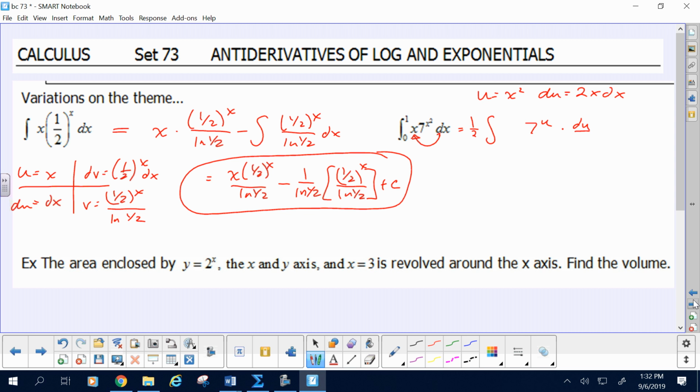Okay, the limits need to change. When x is 0, u is 0. When x is 1, u is 1. Okay, so 1/2, and again, what's the antiderivative of 7 to the u? 7 to the u over natural log 7 or natural log u? 7. Okay, from 0 to 1, so that's 1 over 2 natural log of 7 out front. And 7 to the 1 minus 7 to the 0, that's just 7, right?